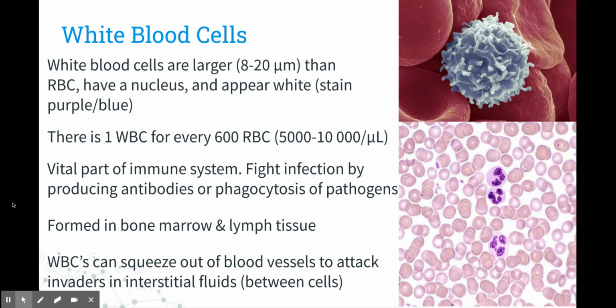And our white blood cells are a vital part of our immune system. These are the cells that fight off infection by producing antibodies or by engulfing pathogens. They are also formed in the bone marrow and also in the lymphatic tissue.